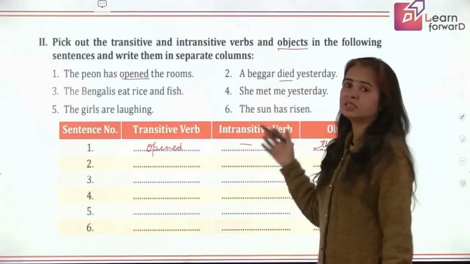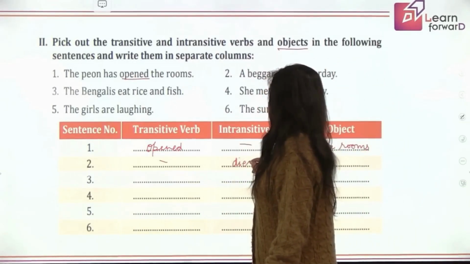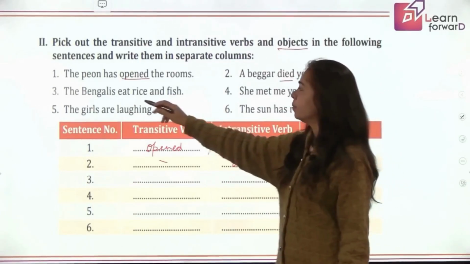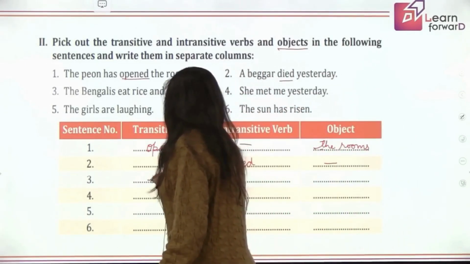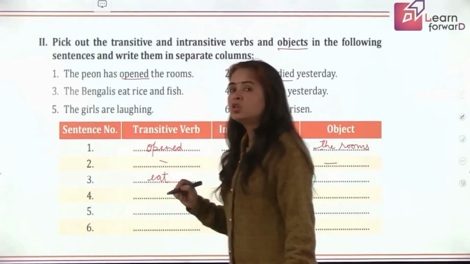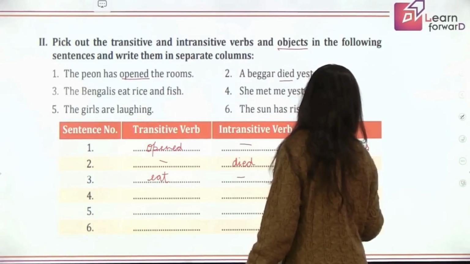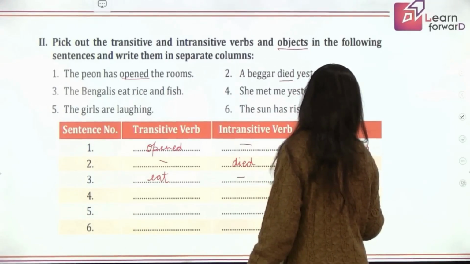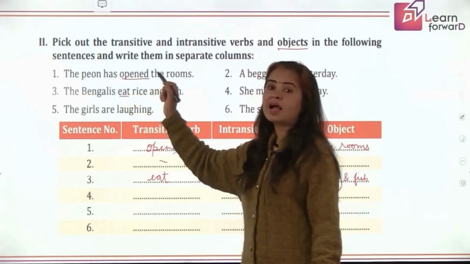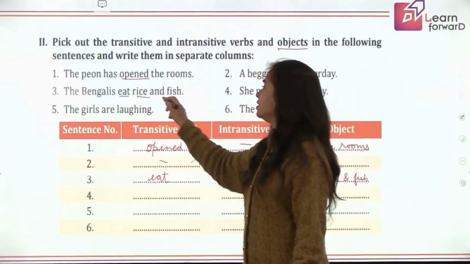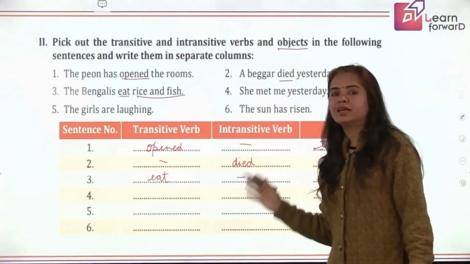A beggar died yesterday. Died. It's complete in itself. So it is independent, intransitive. No object here. Next, the Bengalis eat rice and fish. What do they eat? So this needs object. So it is transitive, rice and fish. And we have already practiced objects and transitive, intransitive verbs. So I hope the rest of the 3 sentences you can do on this. Eat is your transitive verb because it needs object, and rice and fish is giving an answer to what? So that is your direct object. So will you love doing the rest 3 sentences yourself?